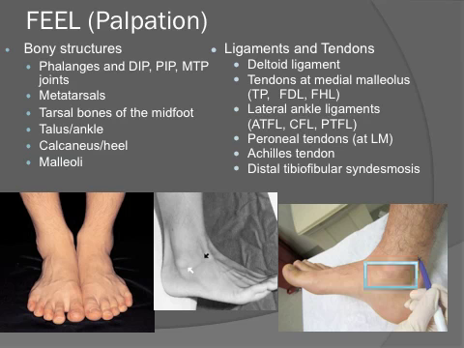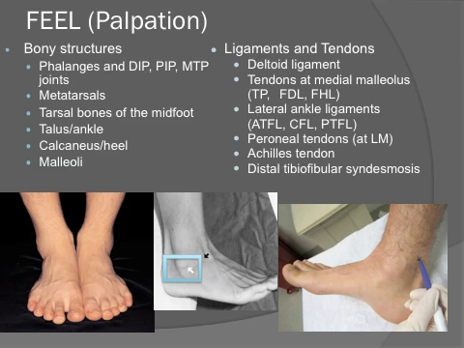called the deltoid ligament, and the tendons passing posteriorly and inferiorly, which are the tibialis posterior, the flexor digitorum longus, and the flexor hallucis longus tendons. The lateral ankle ligaments consist of the anterior talofibular ligament, the calcaneofibular ligament, and the posterior talofibular ligament, which all insert on the lateral malleolus. Pain here suggests an ankle sprain.